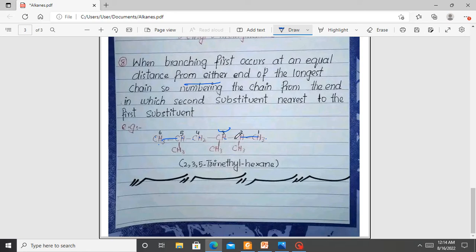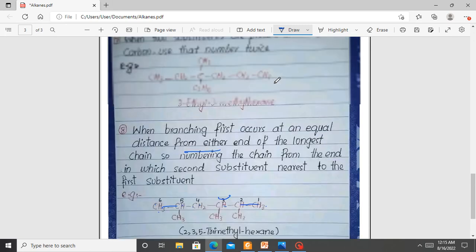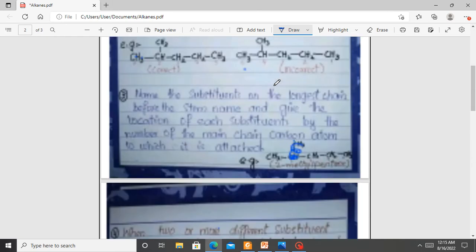Don't forget, when every alkane loses one hydrogen, it becomes an alkyl group. So methane losing one hydrogen becomes methyl. Ethane losing one hydrogen becomes ethyl. Butane losing one hydrogen becomes butyl. Let's say octane losing one hydrogen becomes octyl. So these are all substituents that occur on the parent chain.